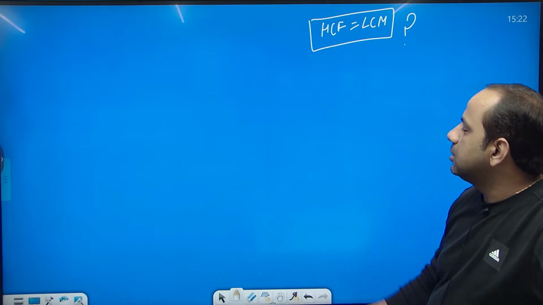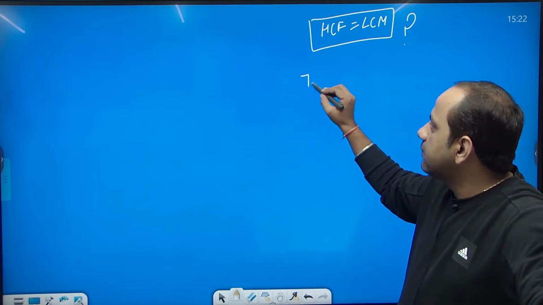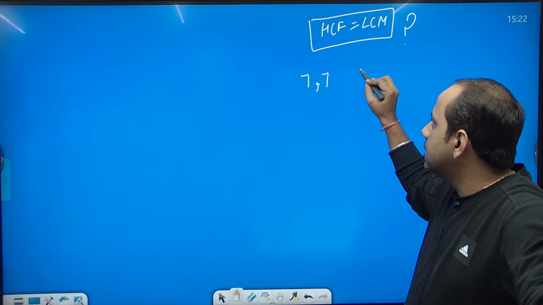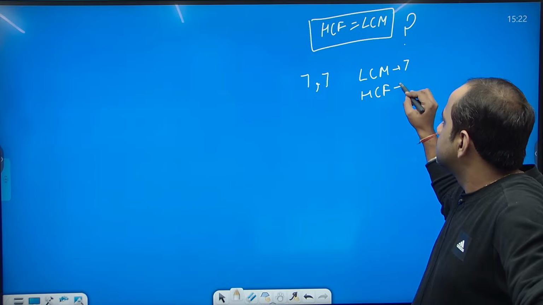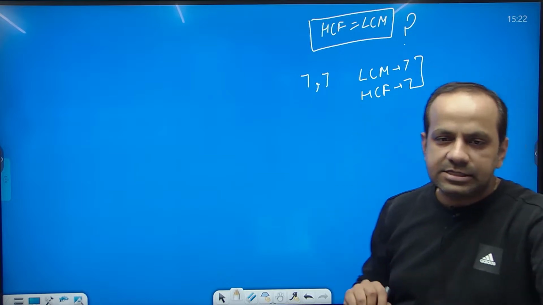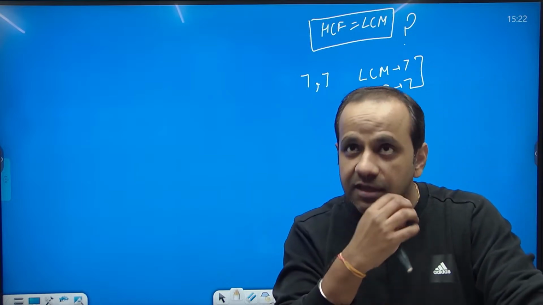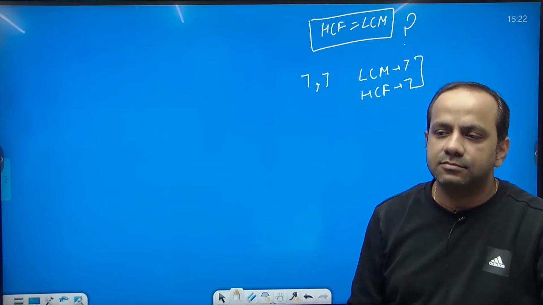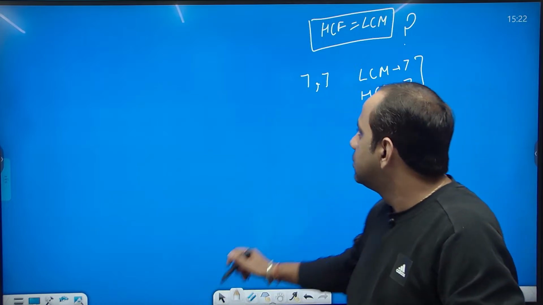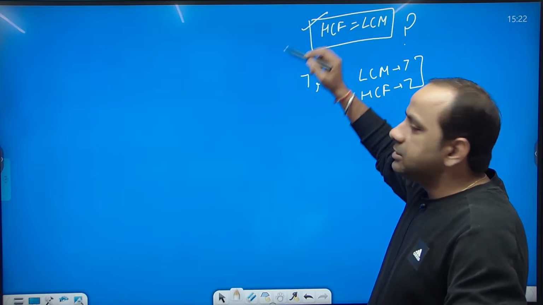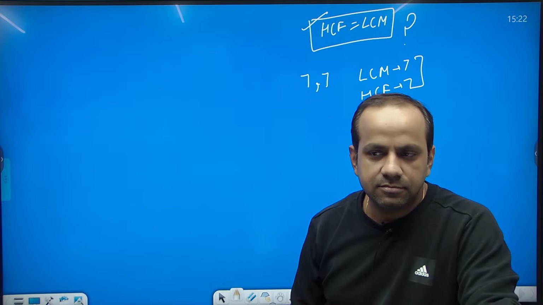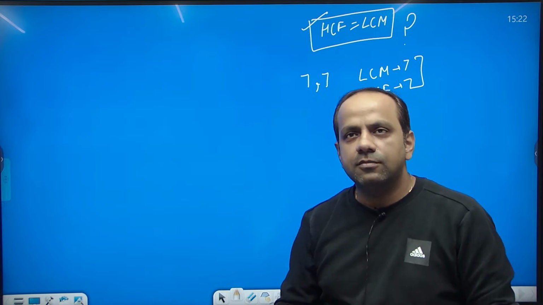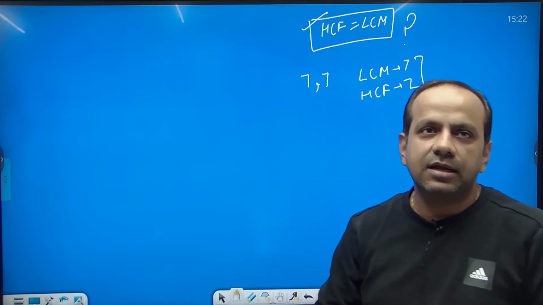Not possible. In case of distinct numbers, not possible. But अगर दोनों नंबर ही सेम हैं, like 7 and 7, their LCM will be 7, their HCF will be 7. Got it? So we can say HCF and LCM can be equal only if numbers are same. Clear? This is the only condition in which HCF and LCM are equal. I hope what we have covered till now is clear to you.